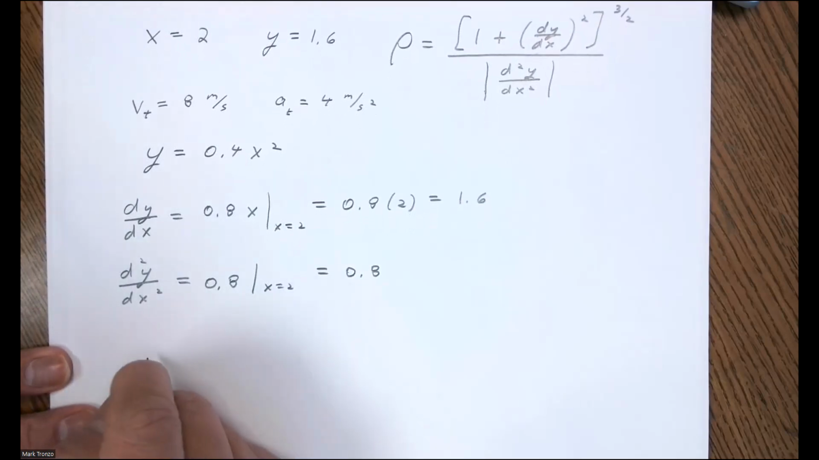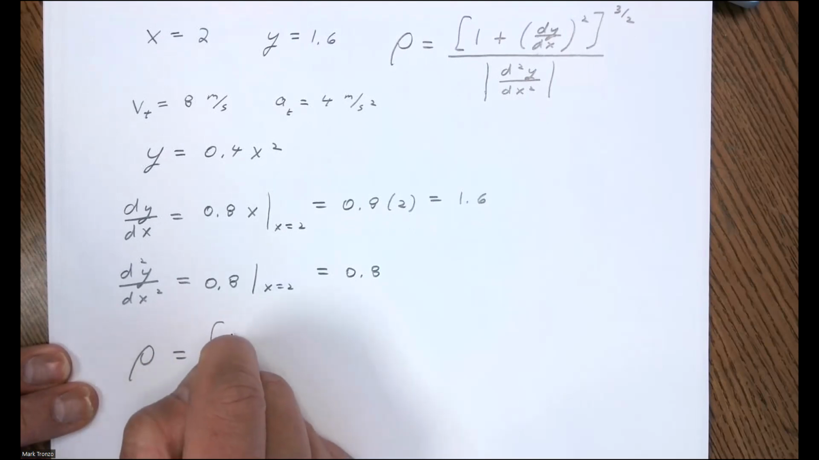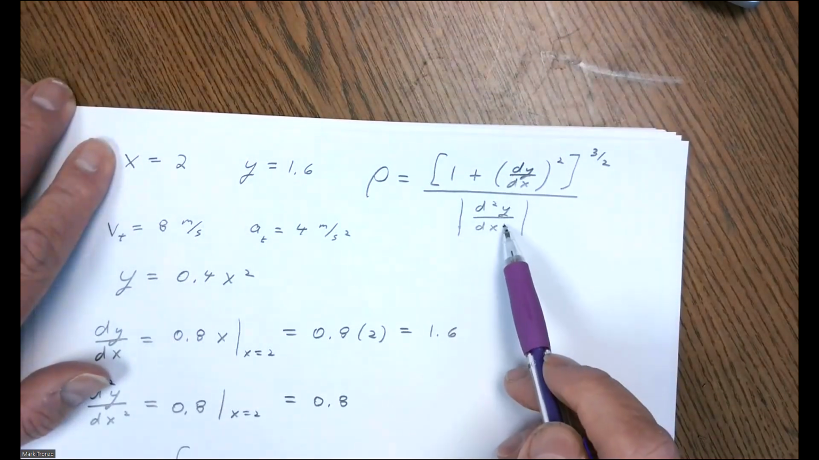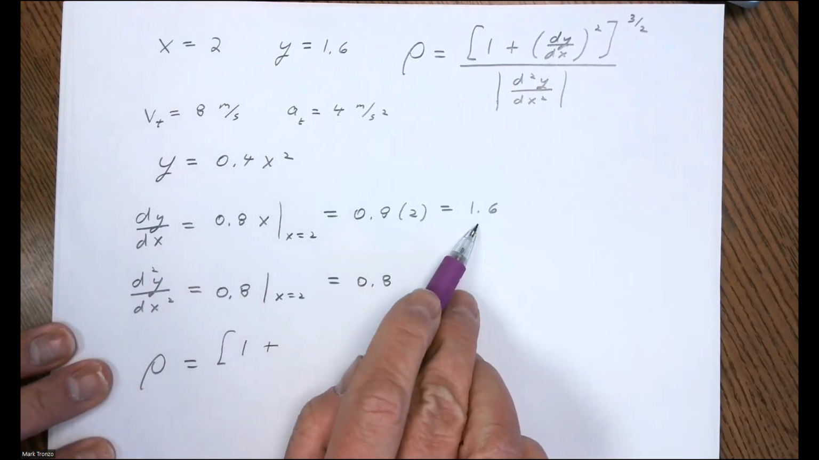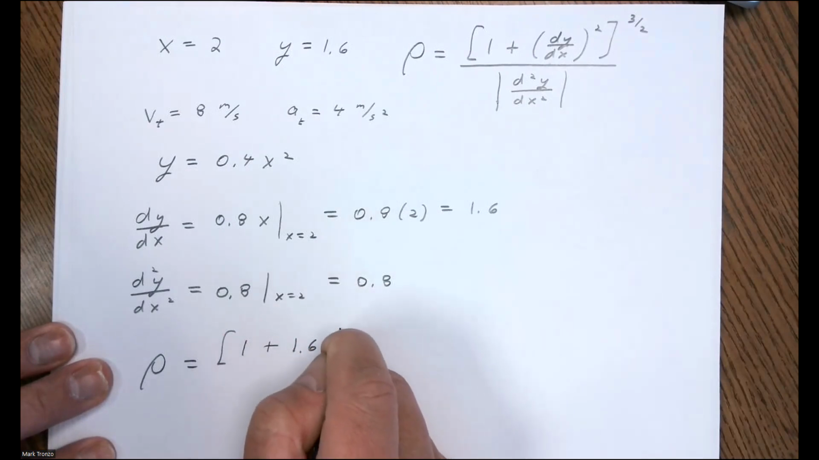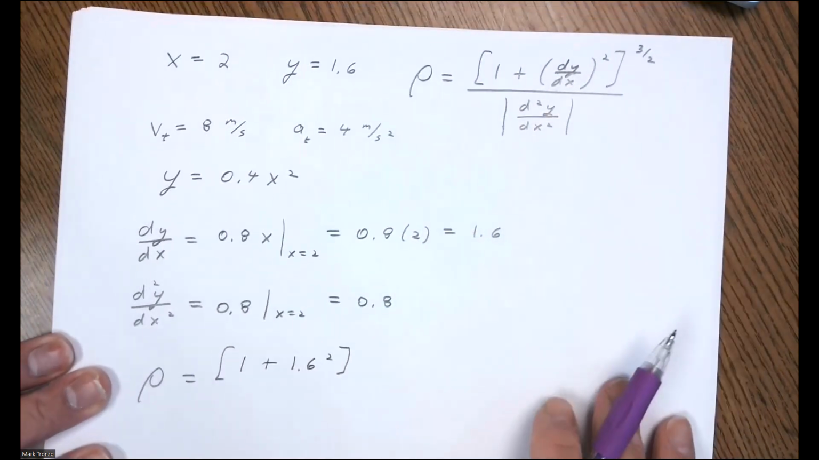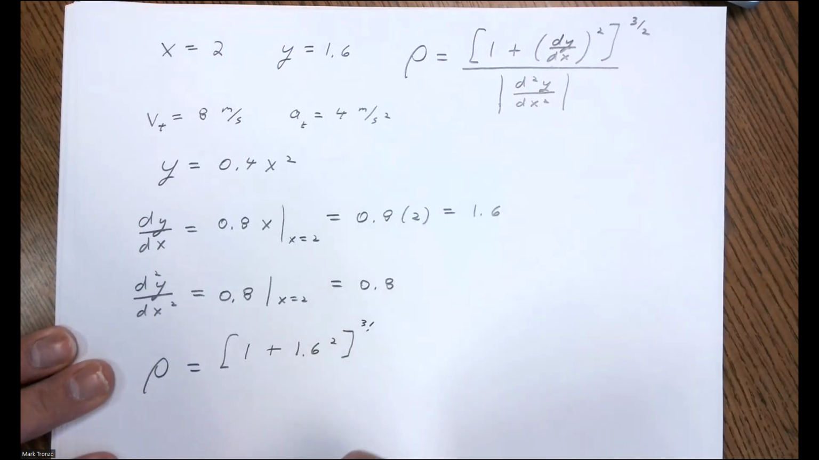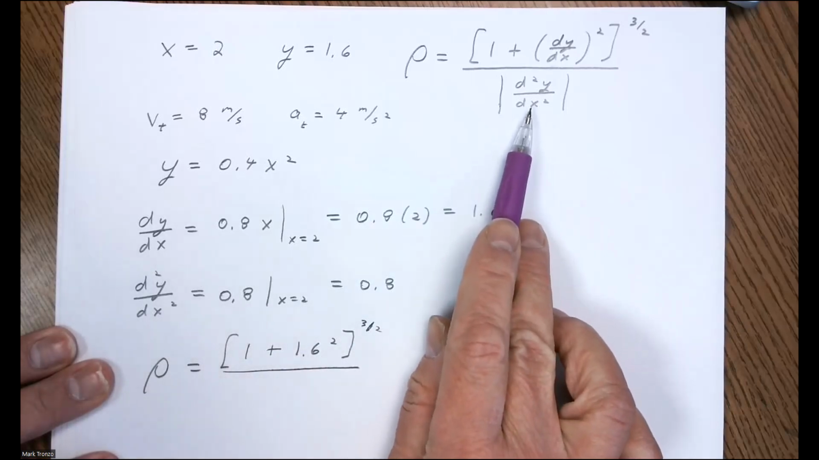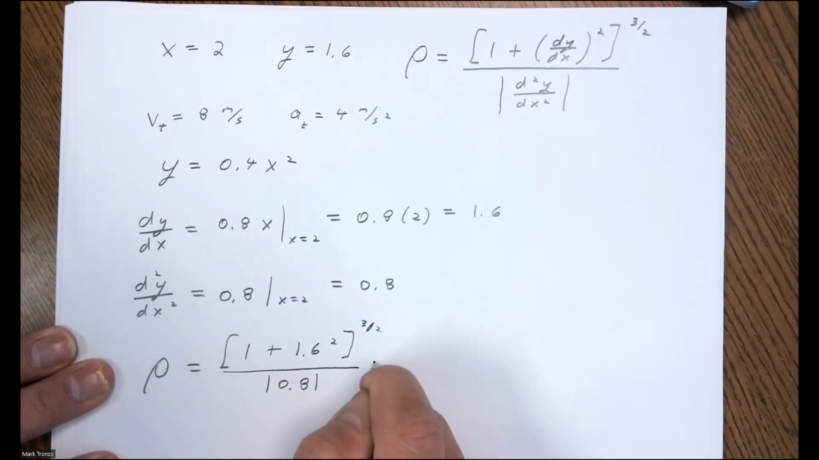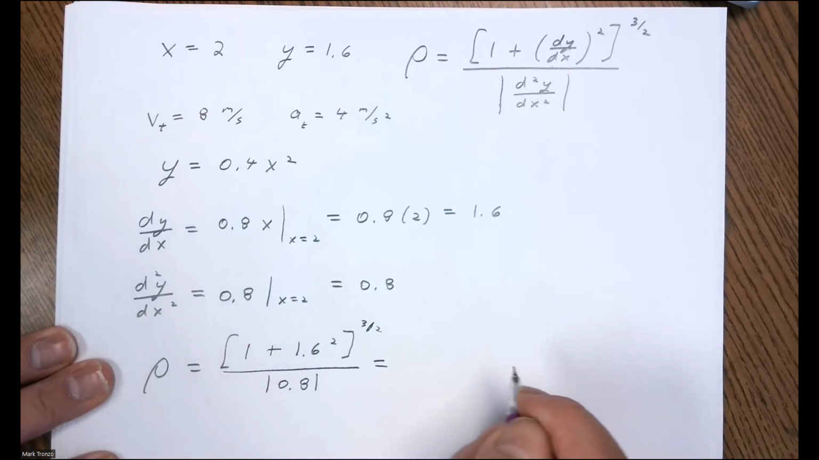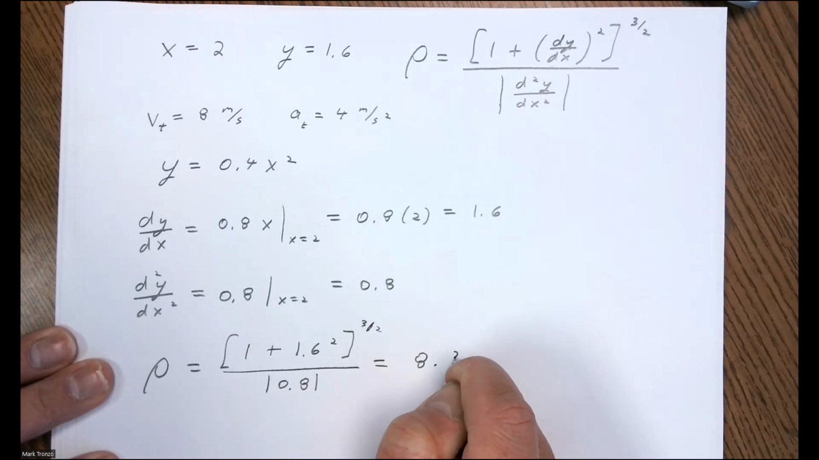So now we can substitute everything into our radius of curvature. Again, keep this equation in mind right here. 1 plus 1.6 squared, to the 3/2, divided by the absolute value of the second derivative, which is just 0.8. Put that in your calculator, and it comes out to 8.39 meters. That's our radius of curvature.